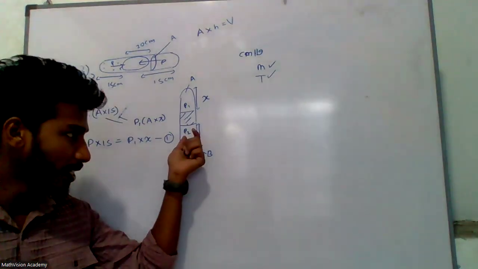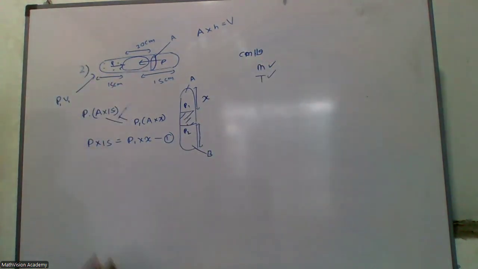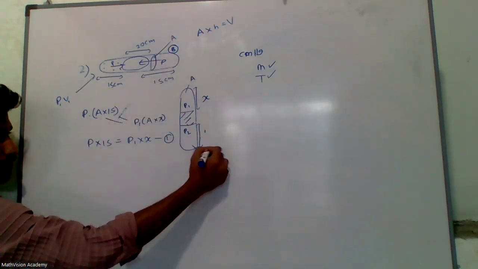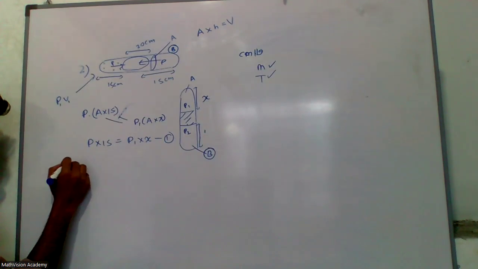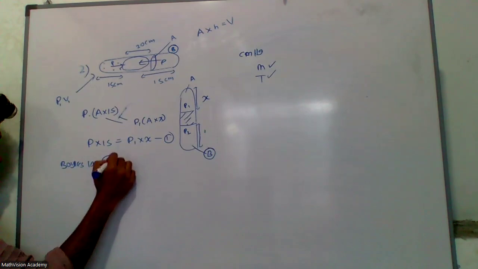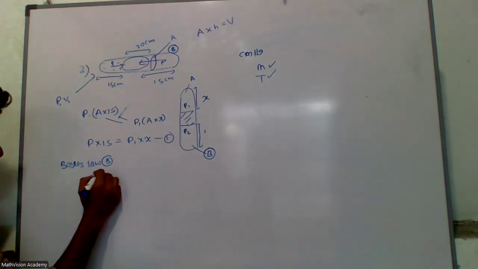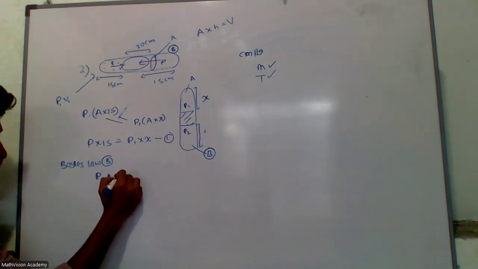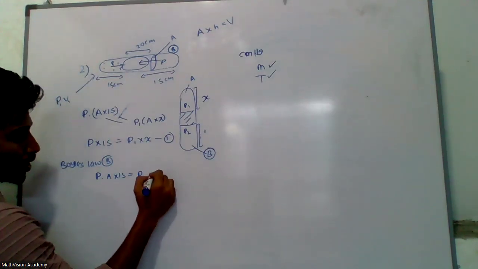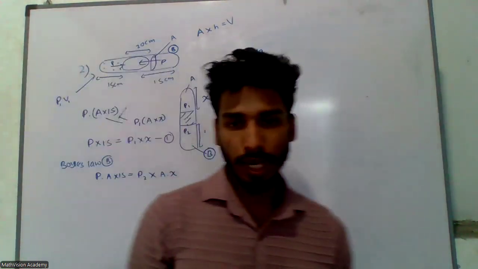Again, the gas doesn't leave the system, and the temperature is constant. You can apply Boyle's law for part B. So I am applying Boyle's law for B. I will have pressure times area times 15 is equal to P2 times area times X.